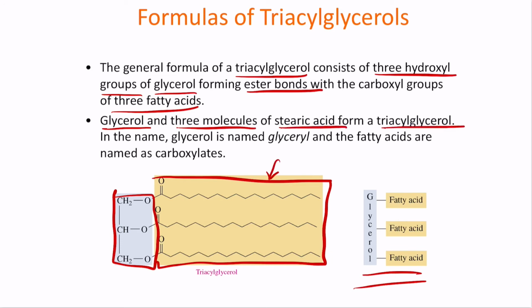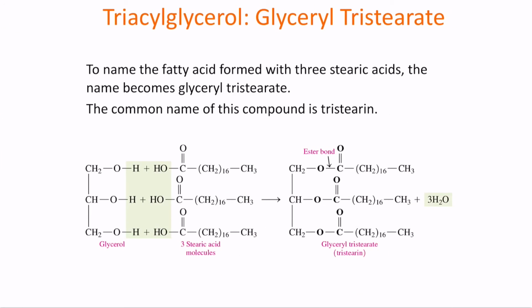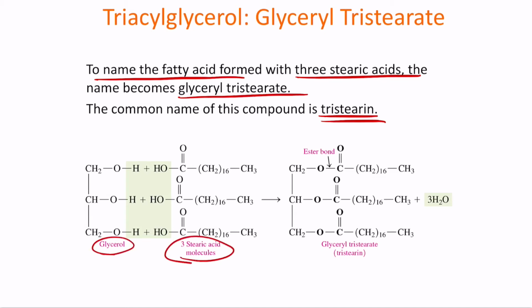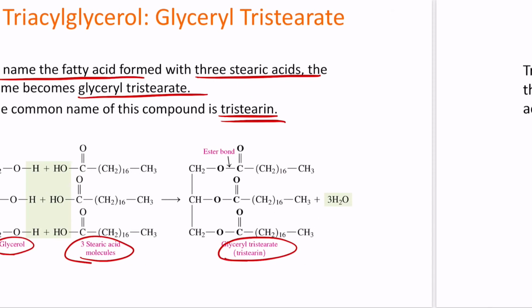Remember that these acids are stearic acid. Glycerol is named after glyceryl and the fatty acids are named as carboxylates. To name the compound formed with 3 stearic acids, the name becomes glyceryl tristearate, and the common name for this compound is tristearin. Here you see the glycerol and 3 stearic acid molecules forming glyceryl tristearate, or tristearin.